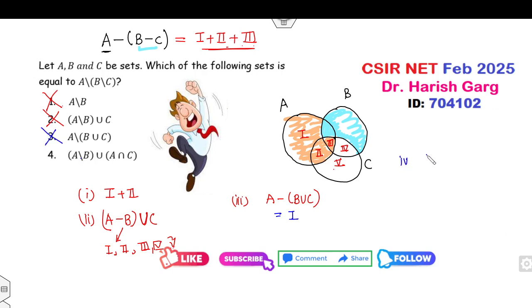Look at the fourth option: (A minus B) union (A intersection C). What is A minus B? If you look at this diagram, A minus B is 1 and 2. What is A intersection C? That is 3. And if you take the union, it will give you 1, 2, 3. So D is the right answer to this problem.